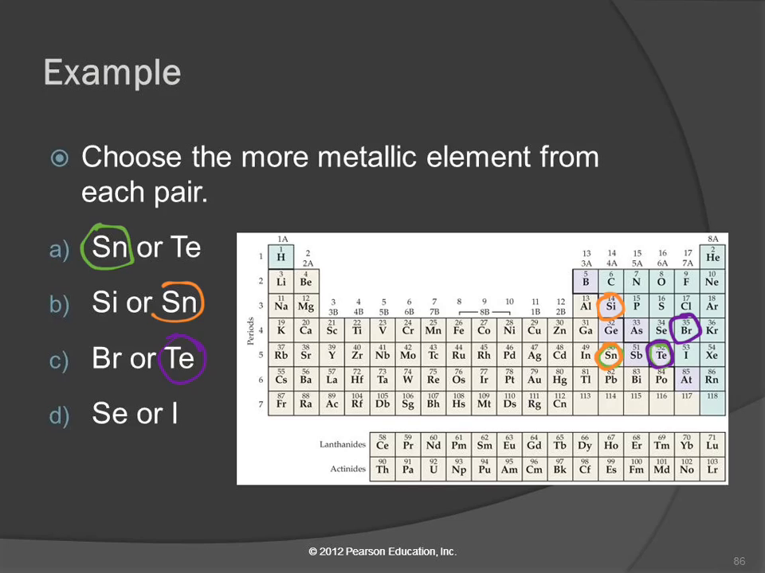Then this last one's going to be a little different, iodine and selenium. We can't tell that one. Because we look at these are both nonmetals. And if we look at the trend, going across becomes less metallic, so we expect the iodine to be less metallic than the selenium. But going down, we expect the iodine to be more metallic. And so we don't have enough information for that one.